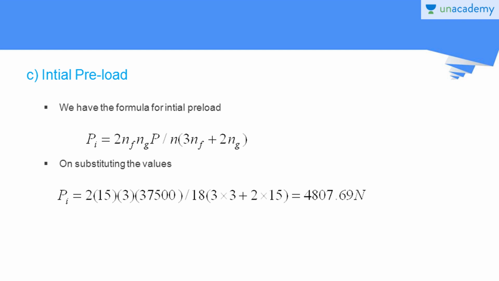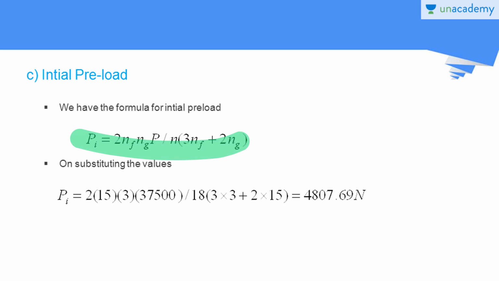On substituting the values of nf, ng, P and n in this relation for Pi, we get Pi equals 2 into 15 into 3 into 37,500 by 18 into (3 into 3 plus 2 into 15), that is equal to 4807.69 newtons. So this is the initial preload that should be applied on the leaves of the multi-leaf spring so that the gap C can be eliminated.